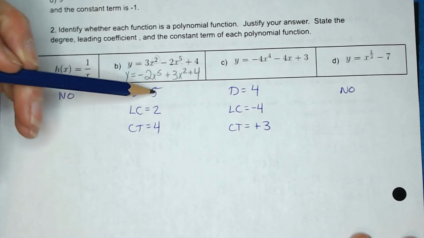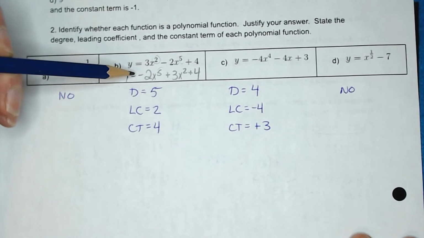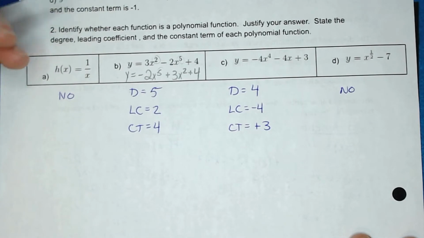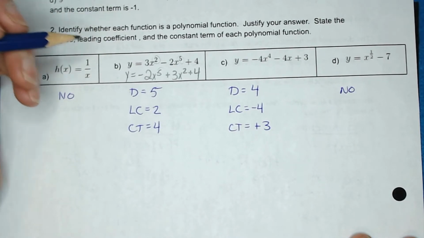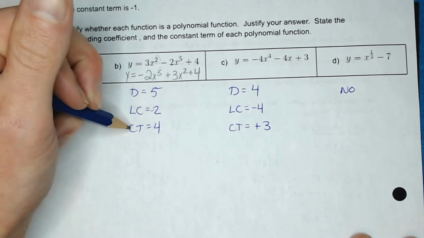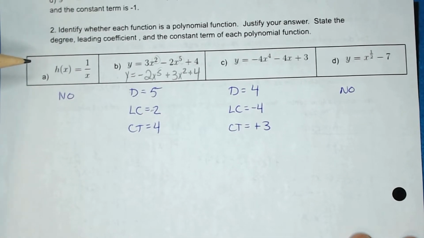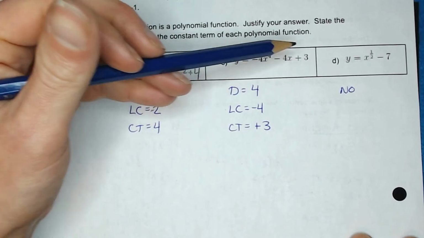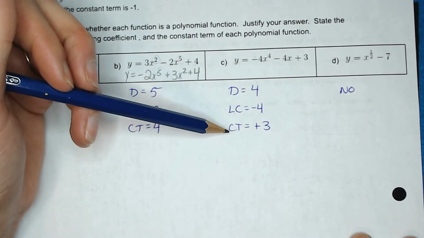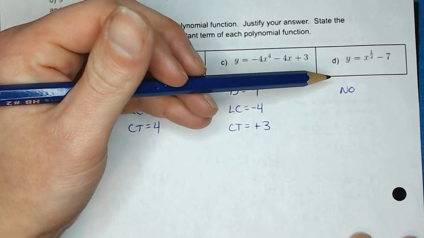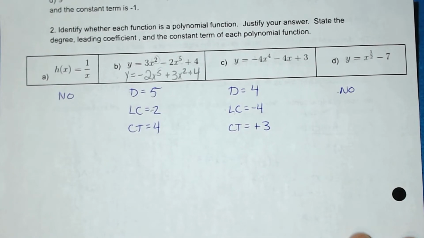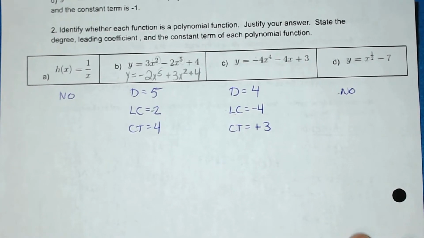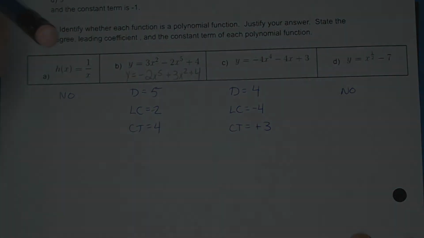So here the degree is 5 because of that exponent. Our leading coefficient is -2 and our constant term is 4. Very similarly here, degree of 4, leading coefficient of -4 and constant term of +3. And this one is not because x to the 1/2 is a fraction.